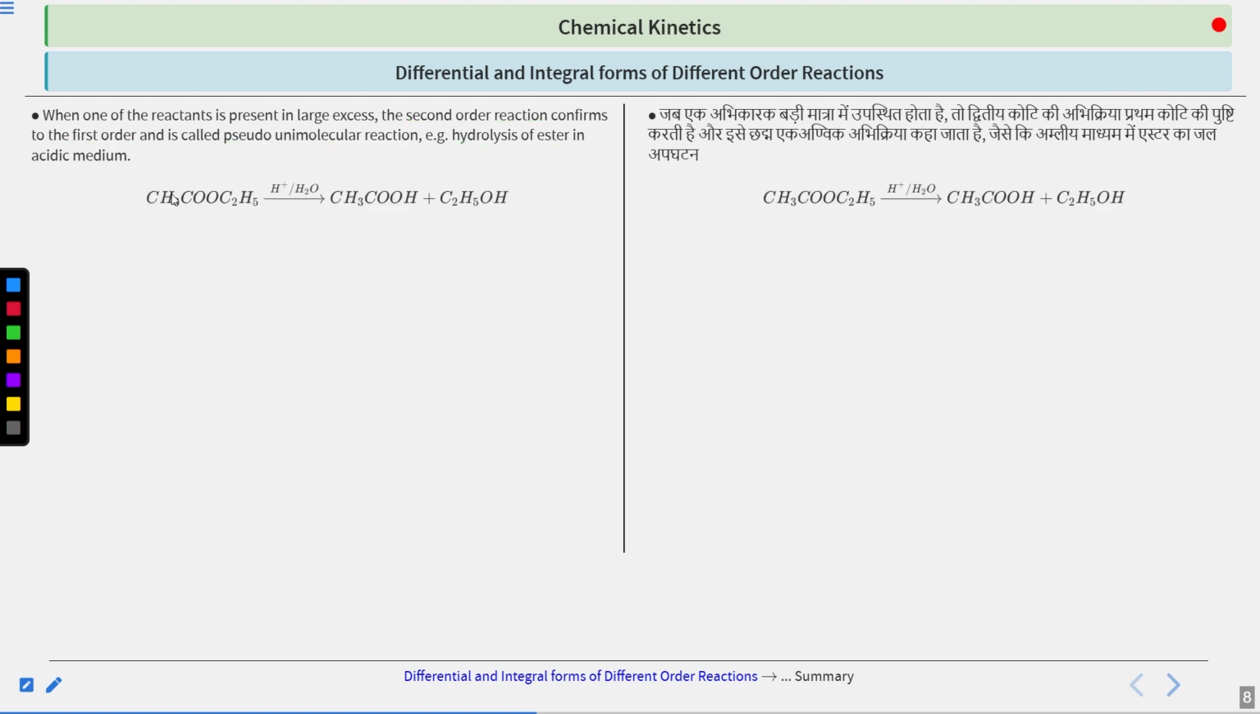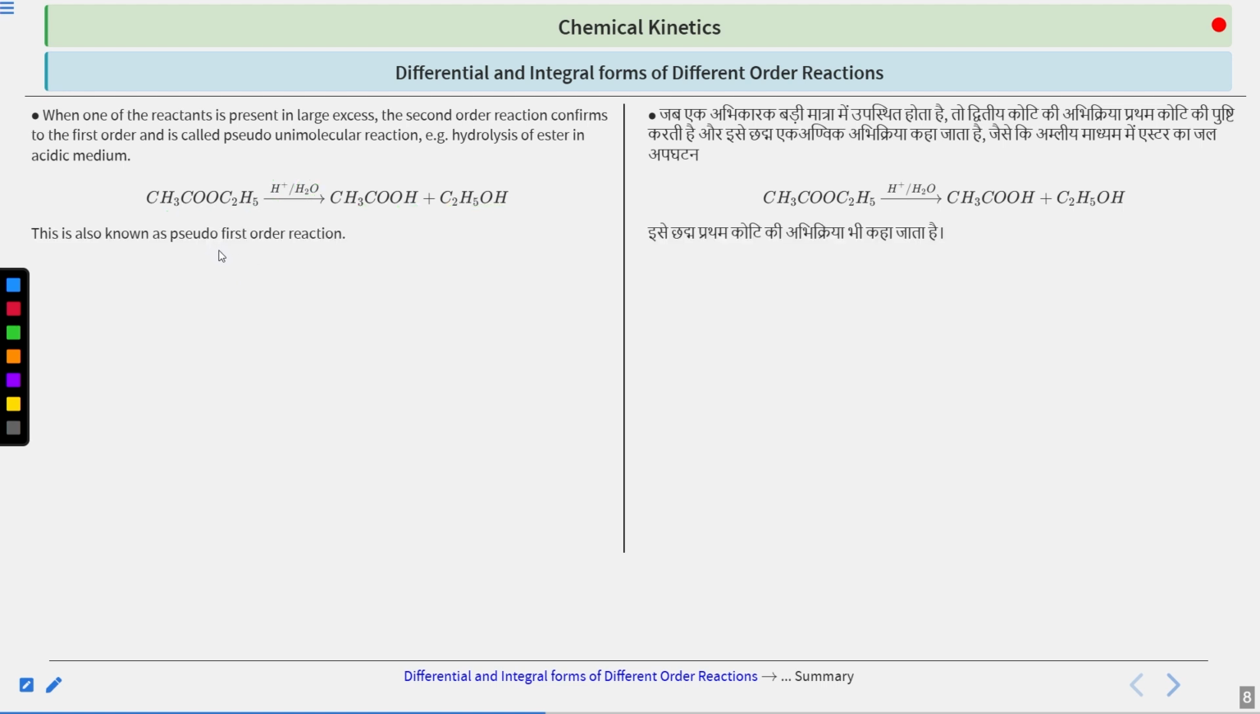Suppose this is the reaction that we are dealing with. We have taken an ester of acetic acid, this is ethyl acetate, and we have hydrolyzed it in the acidic medium. Then we got carboxylic acid and ethanol. So this is the hydrolysis of your ethyl acetate.